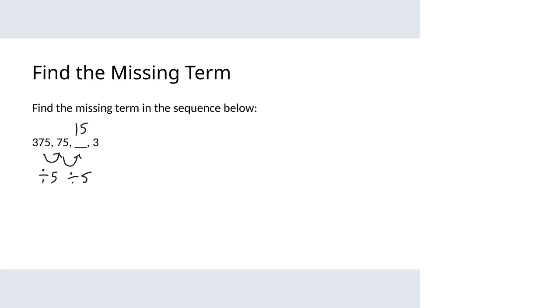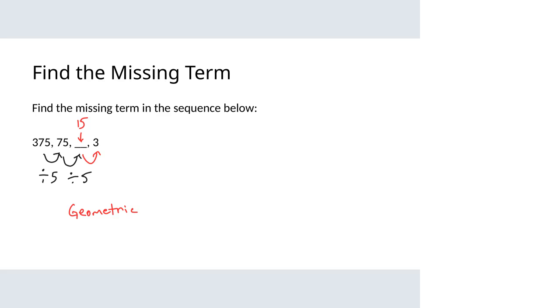So I feel pretty good about 15, but I'm not 100% confident yet. I get that it works so far, but let's make sure it works all the way to the end. If I put a 15 in there and divide by 5 again, sure enough, we land at 3. So what we found out here through a little bit of a process of elimination, it wasn't arithmetic, maybe it's geometric. Sure enough, it is geometric.